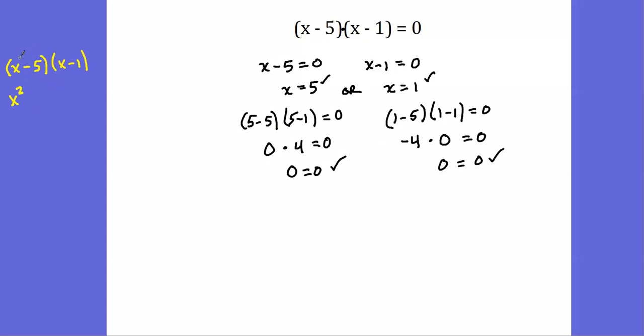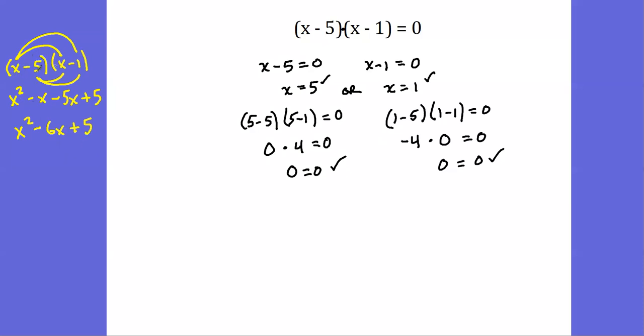X times, so we took care of this part of FOIL. X times negative 1 would be minus x. Negative 5 times x would be negative 5x. And negative 5 times negative 1 would be plus 5. I can combine like terms here. This could be thought of as x squared minus 6x plus 5.